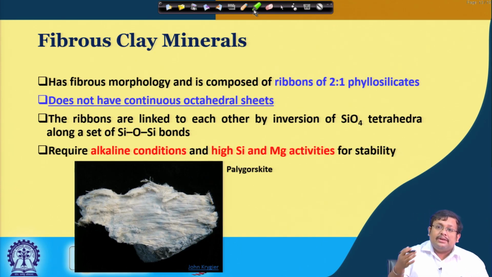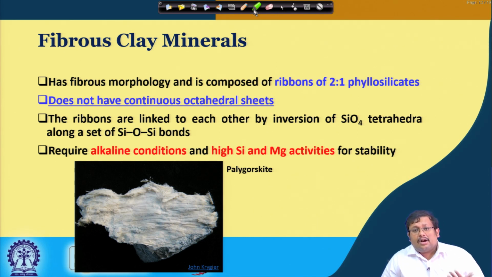Another type of clay mineral we can see in the soil are fibrous clay minerals. Just like here you can see it is a palygorskite, a special type of fibrous clay mineral. Why is it fibrous clay? Because they have fibrous morphology and are composed of ribbons of 2:1 type phyllosilicates, and it does not have a continuous octahedral sheet. That is why it looks fibrous, and the ribbons are basically linked to each other by inversion of silica tetrahedra along a set of silica oxygen silica bonds.